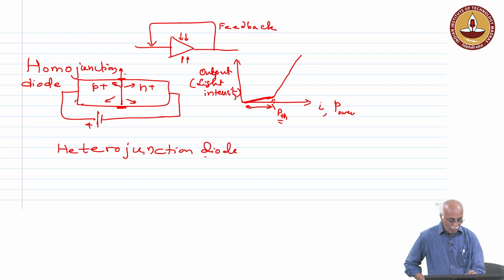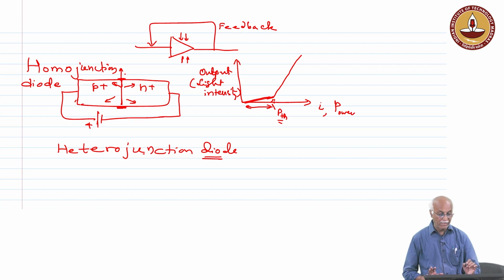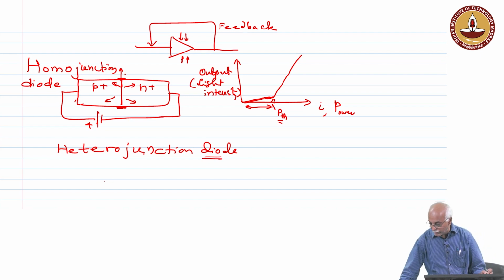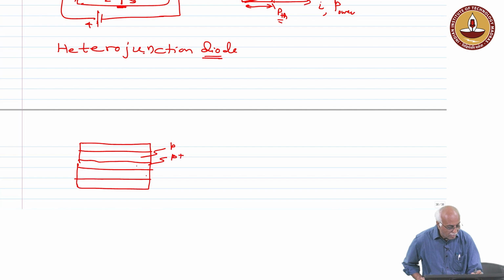Now, in the case of a hetero junction diode, the configuration, the material combination, is such that there is going to be P plus over here, N plus, N type, etc.